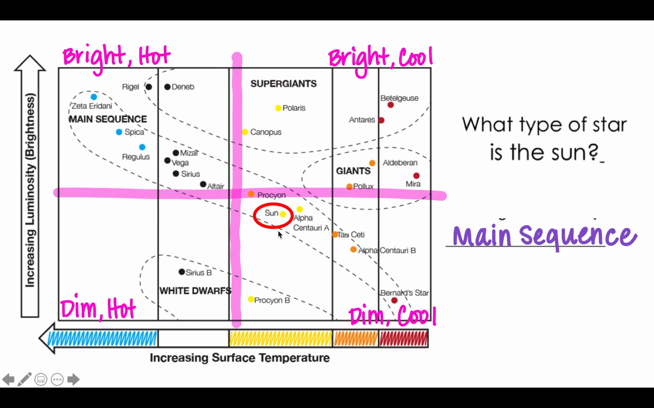If you said main sequence, you are correct. Here is the sun, and notice that it is right here grouped with all the main sequence stars. Let's go to the next question.